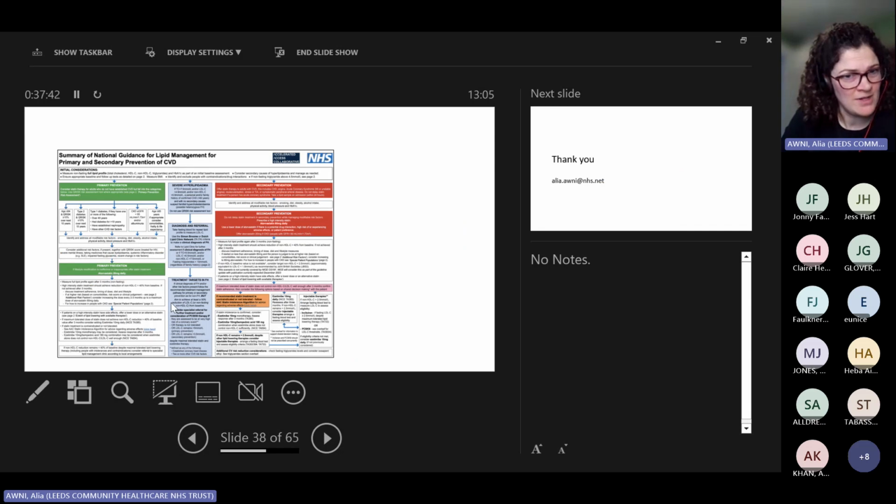So I'm finished. I refer you back to the lipid national pathway. It could be confusing with all these cholesterol levels, but it's all there, and I refer to it with nearly each case I deal with. So thank you very much.